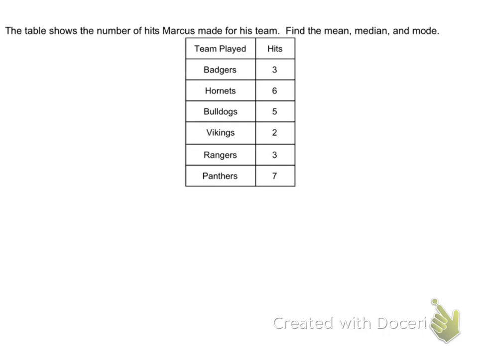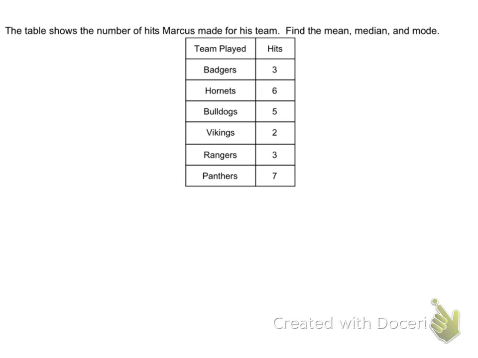So it shows the team they played. They played the Badgers, the Hornets, the Bulldogs, Vikings, Rangers, and Panthers. And the number of hits, 3, 6, 5, 2, 3, and 7. Those are the number of hits he made during that particular game. I want you to find the mean, median, mode. I'm going to give you guys a couple seconds to try this on your own, and we'll come back together.